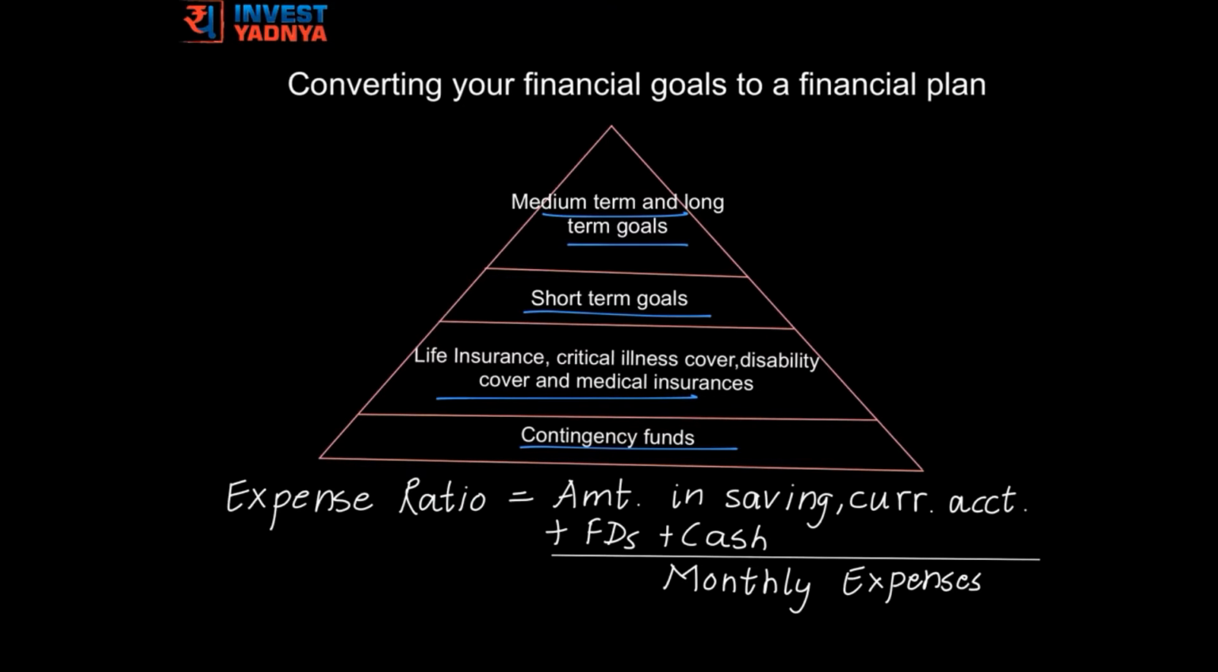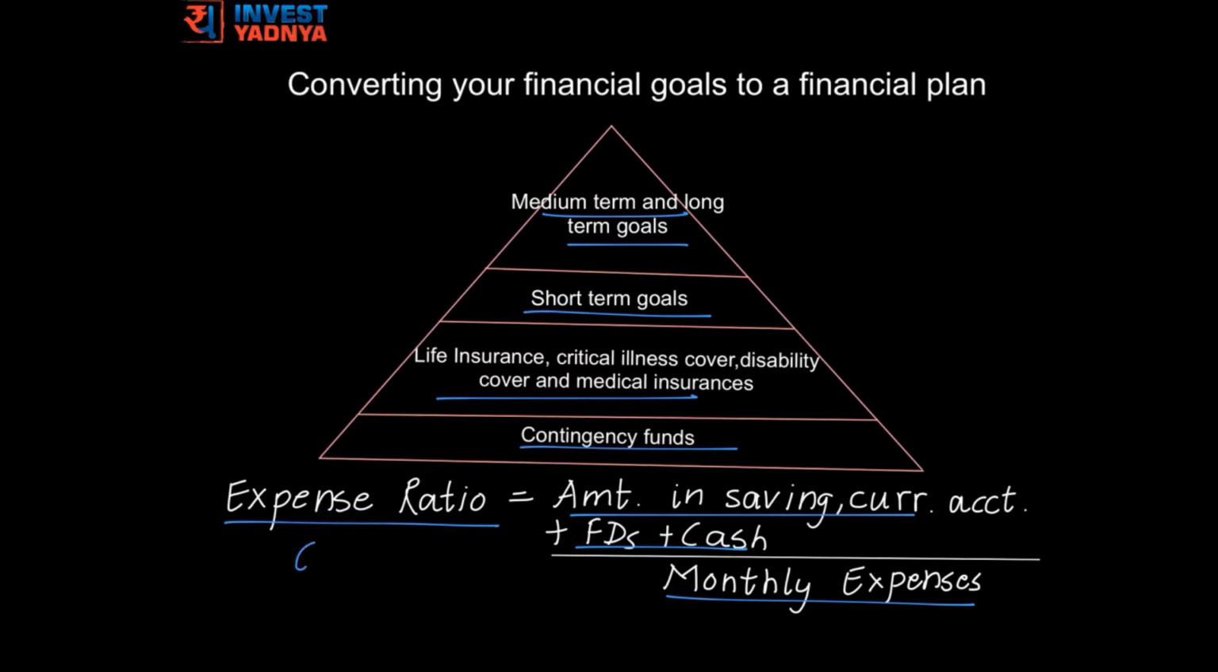Let us see how to calculate the current contingency fund amount. It is something that is described by the expense ratio. It is nothing but the amount in your savings, current accounts, plus your fixed deposits, plus cash that you have, divided by your monthly expenses. Monthly expenses would include all your outgoes like your EMIs, your household expenses, your insurance premiums, etc.